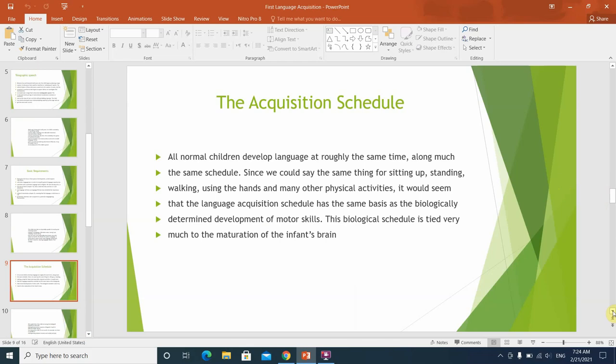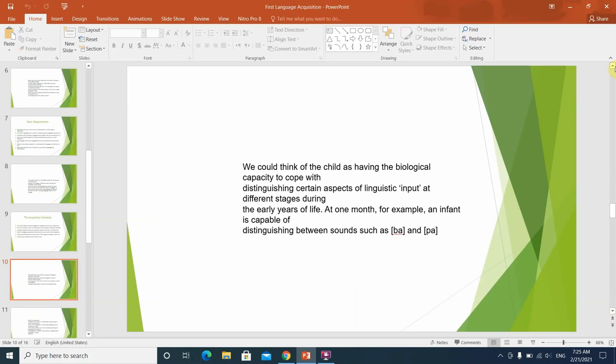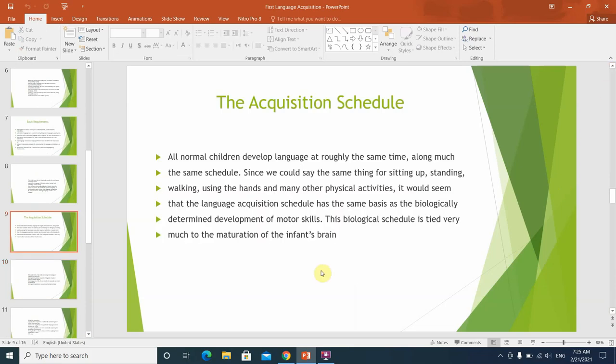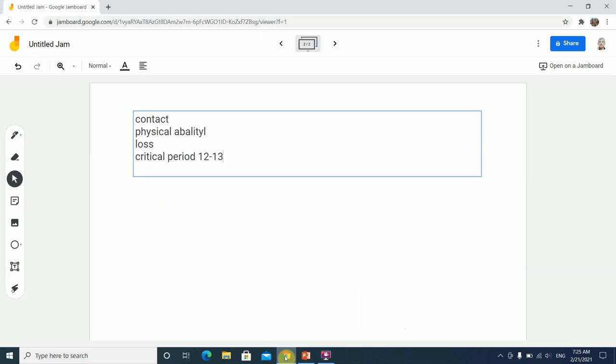Now, let's move to talk about the acquisition schedule. Of course, normal children are able to acquire language at a certain age. But this age is different from one child to another, from one gender or sex to another. Some children are able to produce language at the age maybe of 8 months, of course not full language. I am going to talk about this later on. Some children are able to produce language at the age of 12 months. So this is something relative. You know relative?